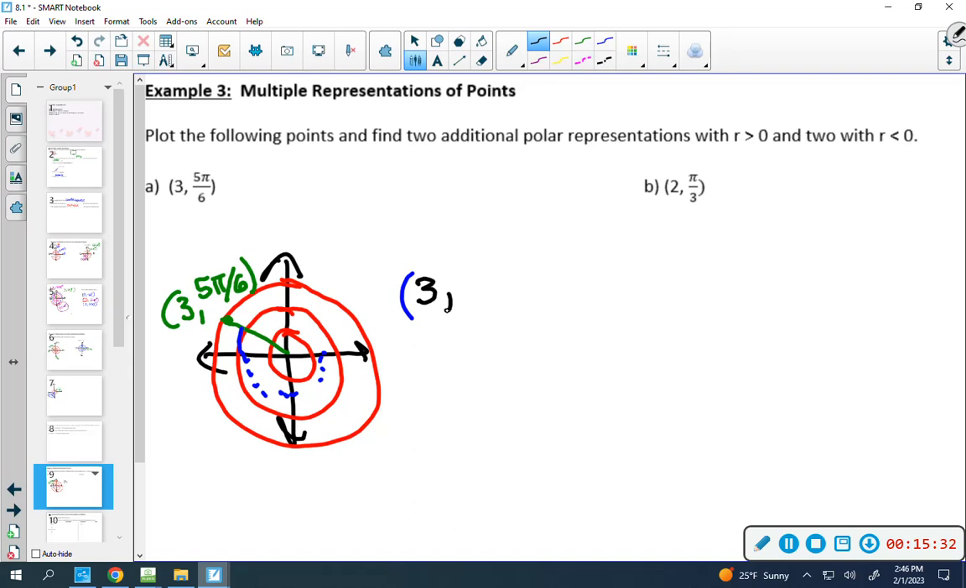That's scaring me. Okay, so if it helps you, think of this as 150 degrees. So we could go negative 90, negative 180, and then I have to go 30 more. So negative 210. Because it gave it to you in radians, I'm going to put it in radians. So negative 7 pi over 6.